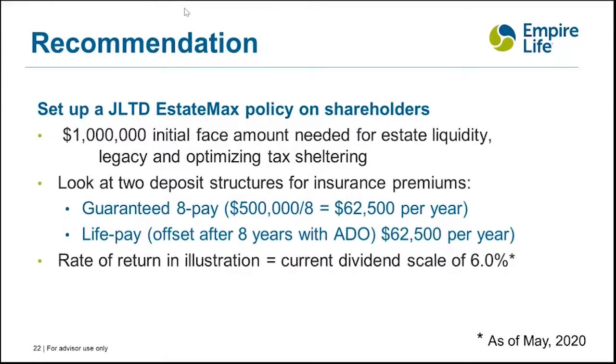The first one, we're going to look at the guaranteed 8-pay. So we're going to take the $500,000 over 8 years at $62,500 and use the guaranteed version. On the second one, we're going to use the base plan of a life pay and have premium offset achieved after 8 years by use of the additional deposit option feature. So the same $62,500 a year going into the policy for 8 years.